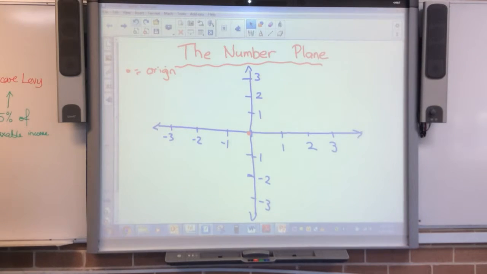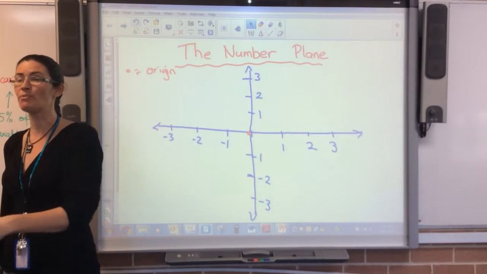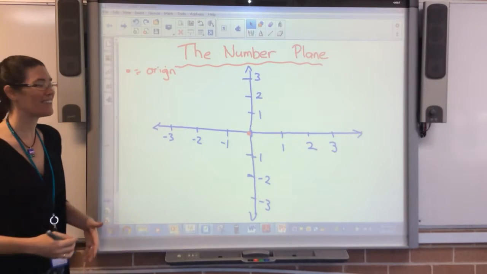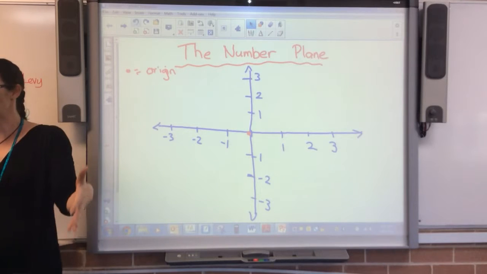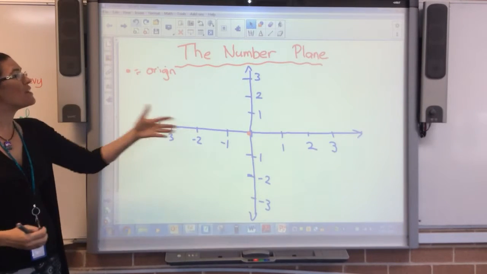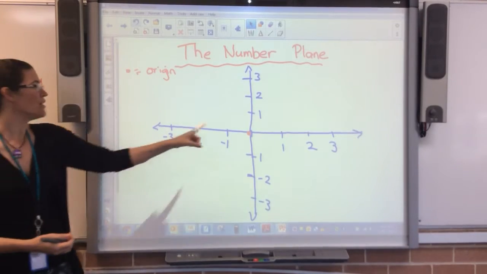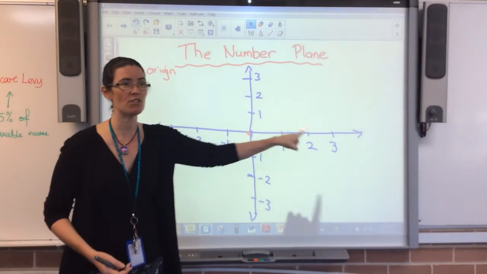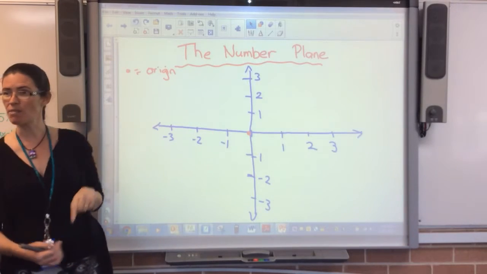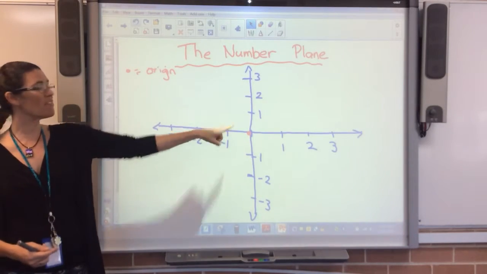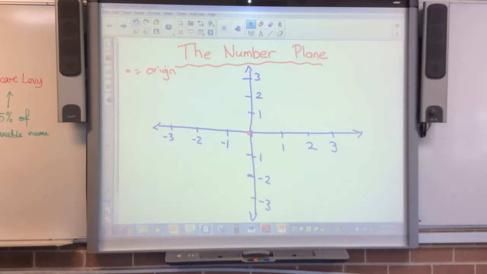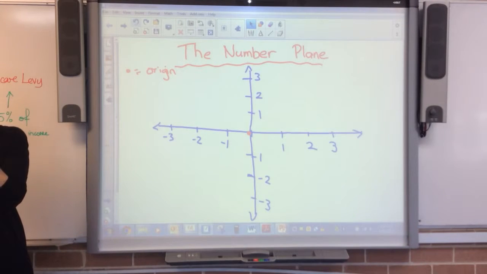It's called the origin because it's where all the numbers start from. So just like state of origin is from the state that you started in, whether you were born in New South Wales or Queensland, the number plane origin, the point of origin, is where all the numbers start from. They start from 0. So we have 0 forwards, 1, 2, 3, or 0 backwards, -1, -2, -3. So that point there is 0, 0.